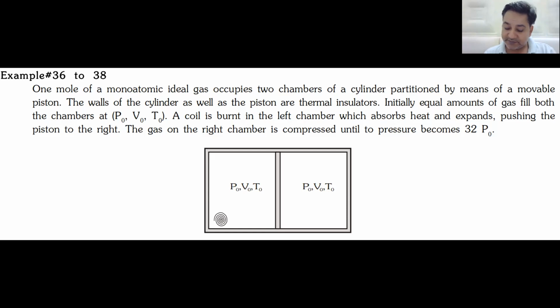Initially, equal amounts of gas fill both the chambers. So the pressure is P naught, volume is V naught, and temperature is T naught. A coil is burnt in the left chamber. So you can see a coil. This is a heating coil, which absorbs heat and expands, pushing the piston to the right. The gas on the right chamber is compressed until the pressure becomes 32 P naught. So do we understand the question? Yes or no? Understand the scenario of the question.